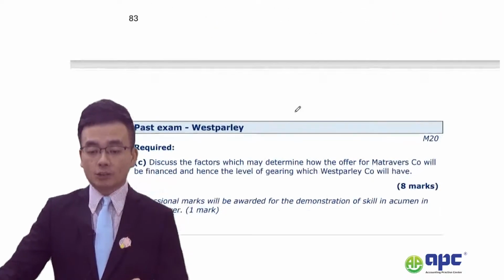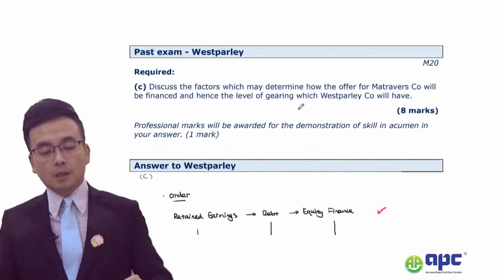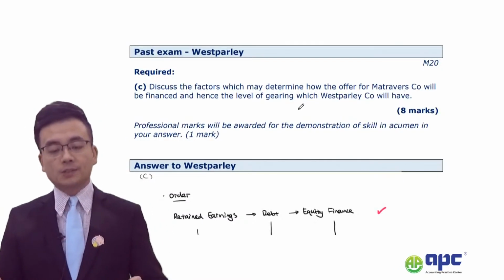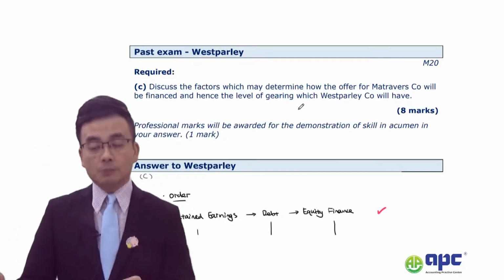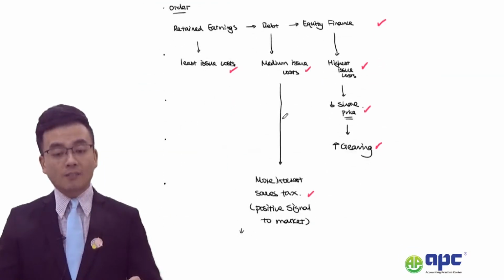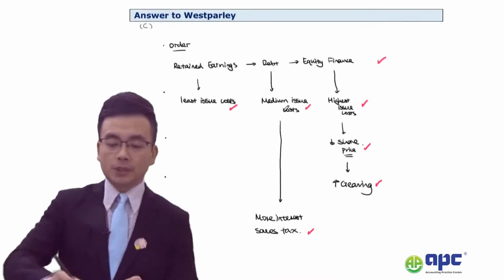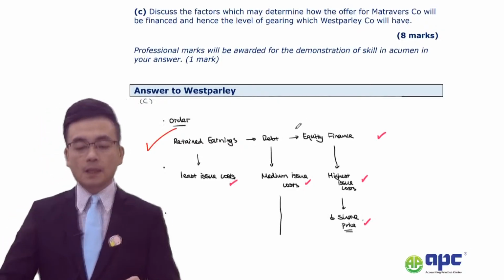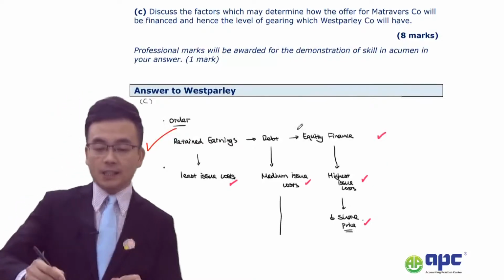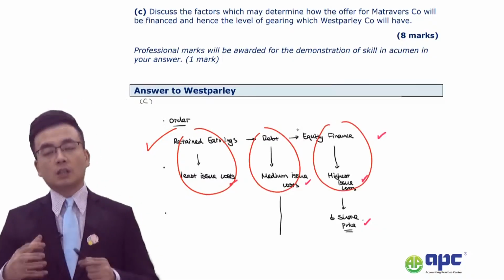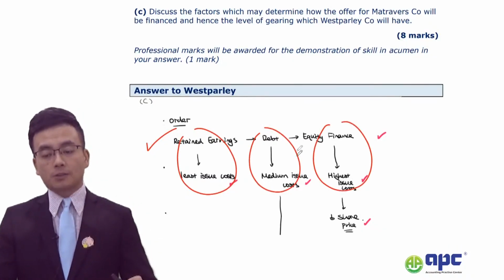Now, the next question: discuss factors that may determine how the acquisition will be financed and hence the level of gearing that the company will have. We've got marks here, and that's why you will need to say quite a few things. For example, you can touch on determining how the acquisition will be financed. You can touch on the pecking order theory. And for each of those, you can say least issue costs, medium issue costs, the highest issue costs for the equity finance. You can get another 3 marks.